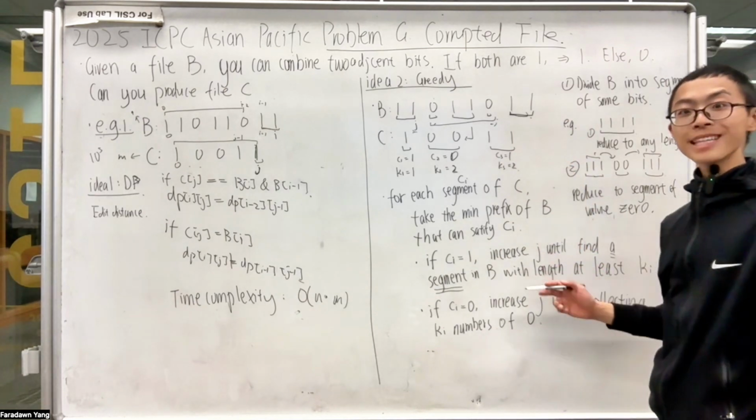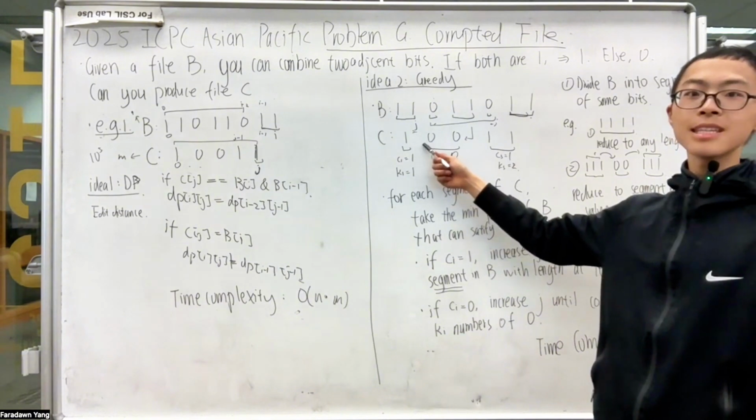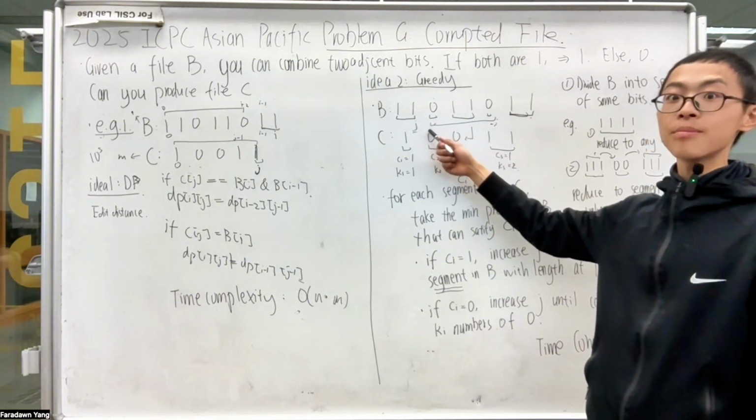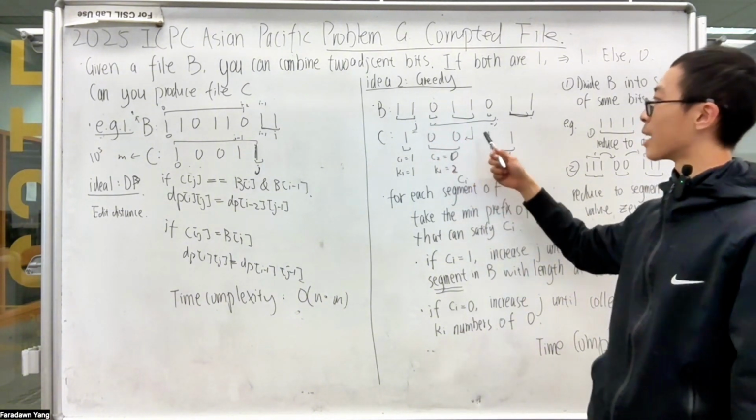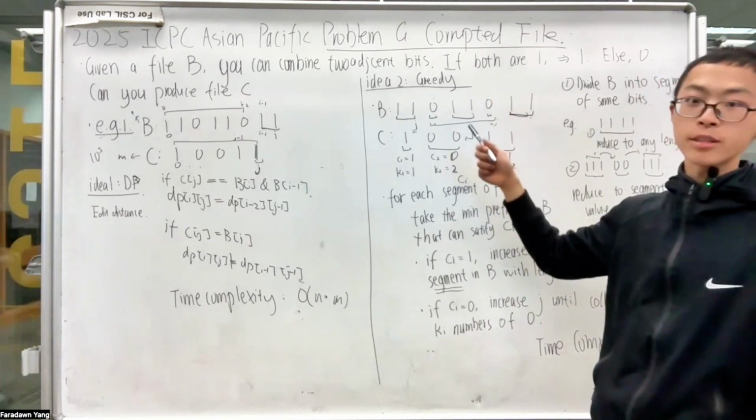What is the time complexity? It's O(m plus n), right? Since we increase i and increase j all the time, at most it's the length of C plus the length of B. We don't do any loops backward.